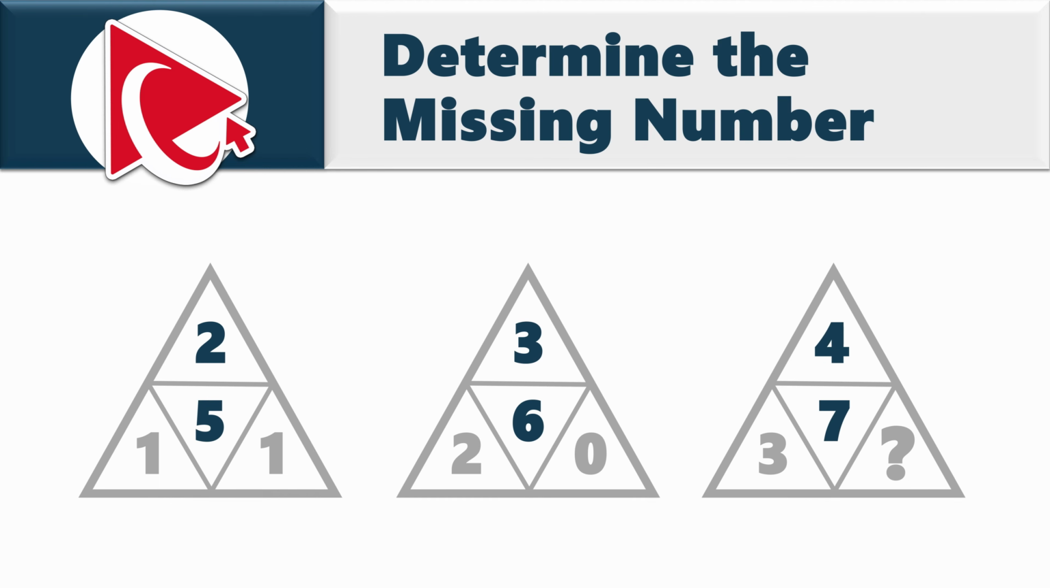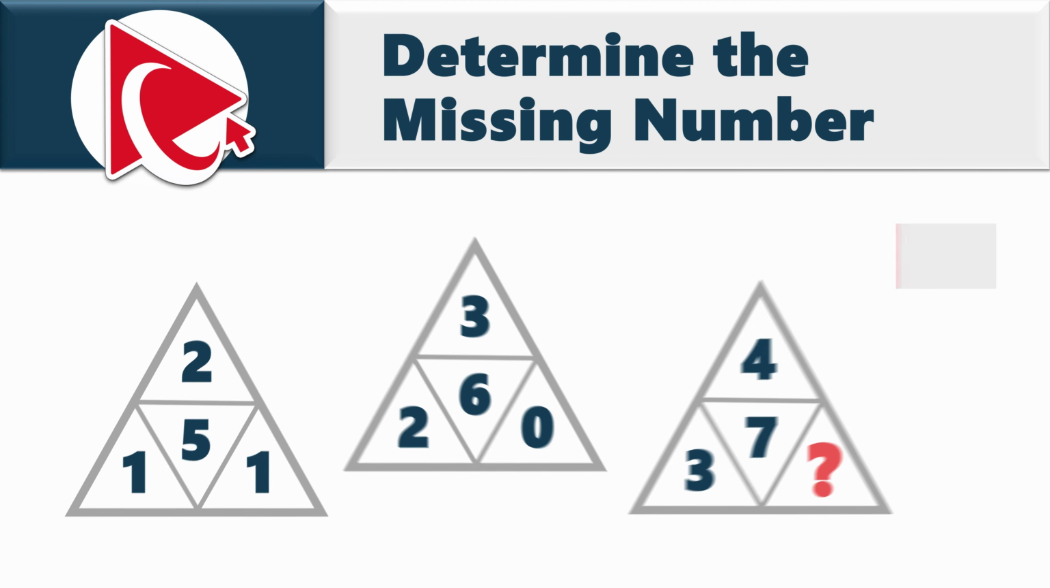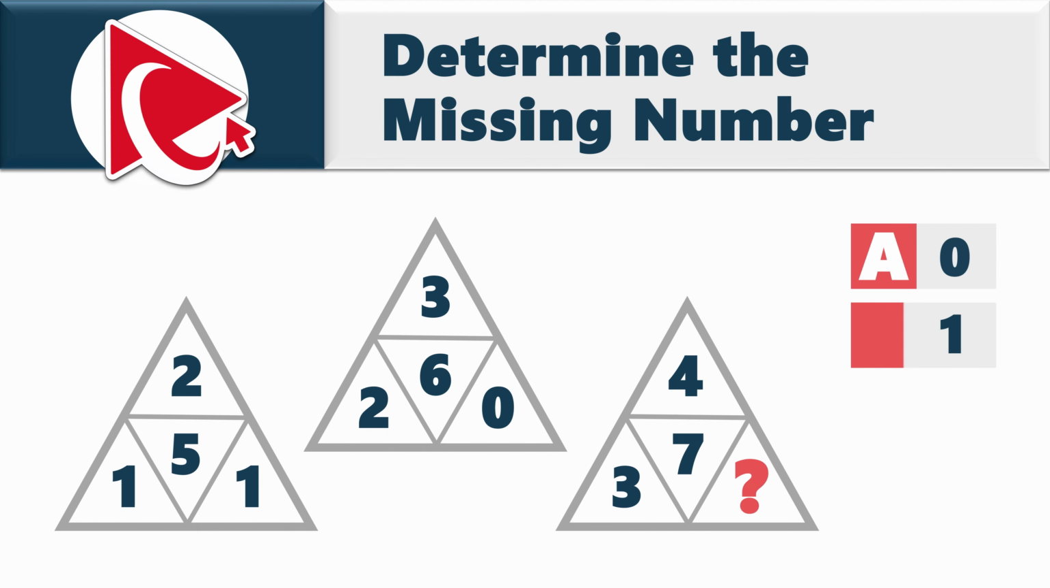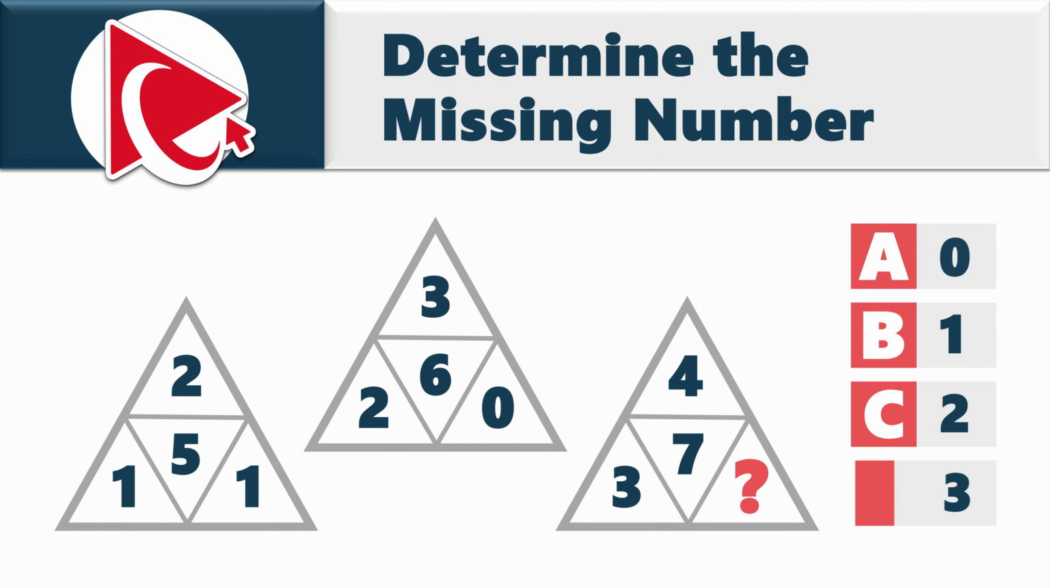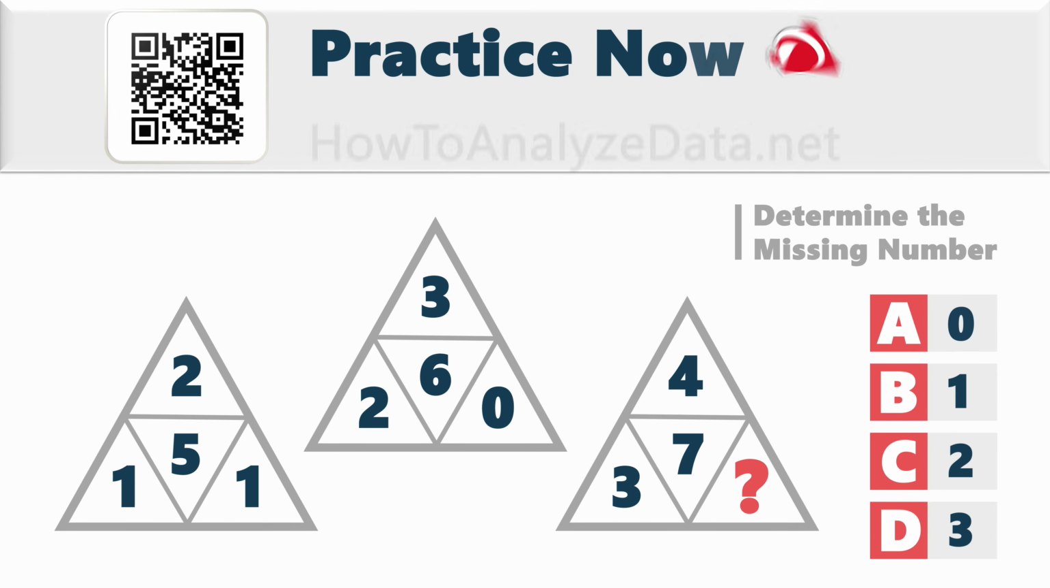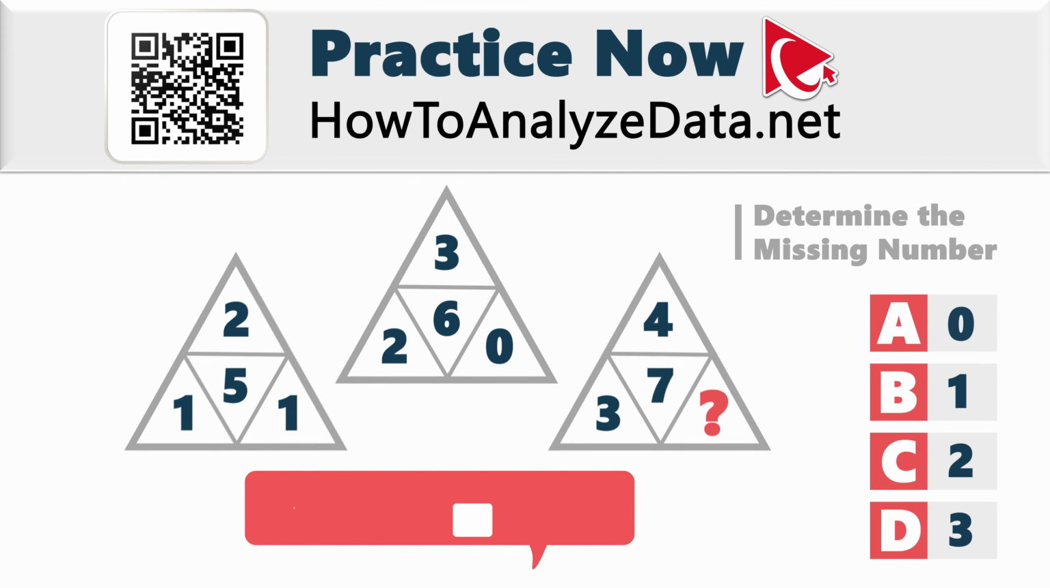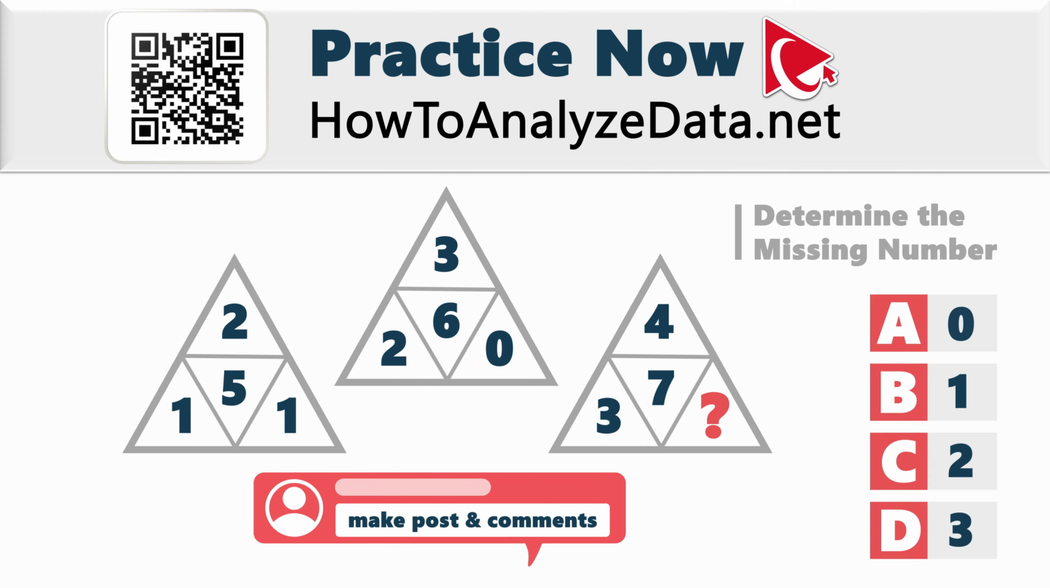And then at the bottom, each triangle also has numbers. I'll start from the left. 1, 1, 2, 0, 3, and then comes the missing number, which you need to select out of 4 possible choices. Choice A, 0, choice B, 1, choice C, 2, and last but not least, choice D, 3. Do you think it's a tricky question? Well, I kind of agree with you. But remember, you are not navigating this path alone, and I'm here to help as well as other subscribers on this channel.